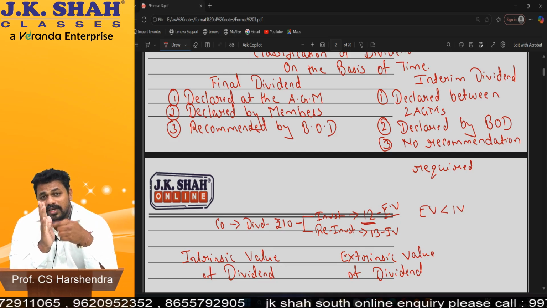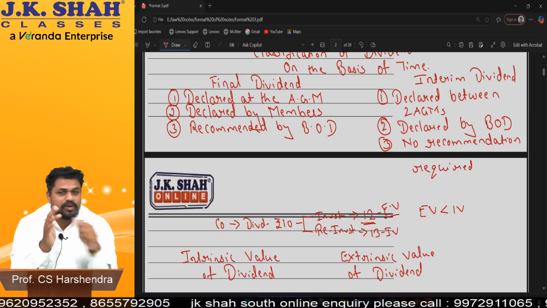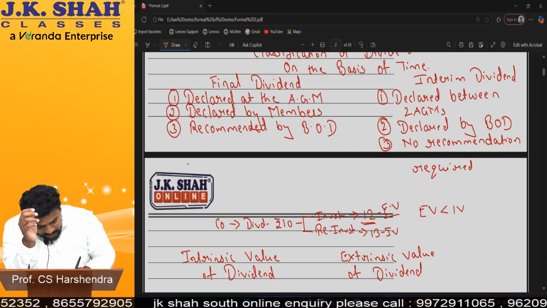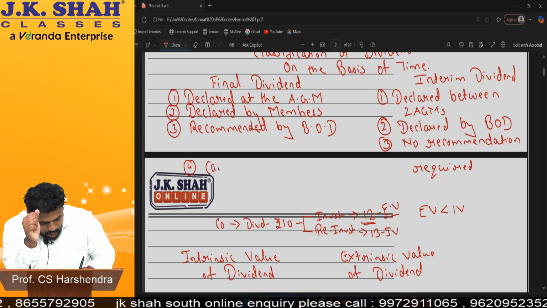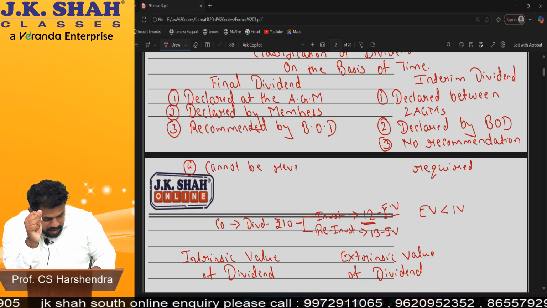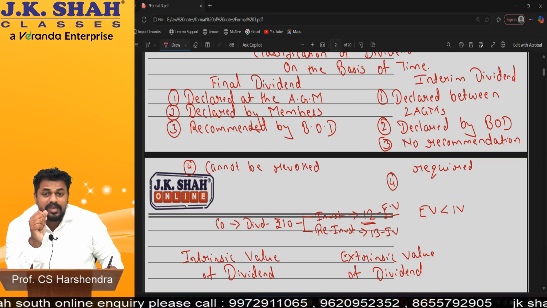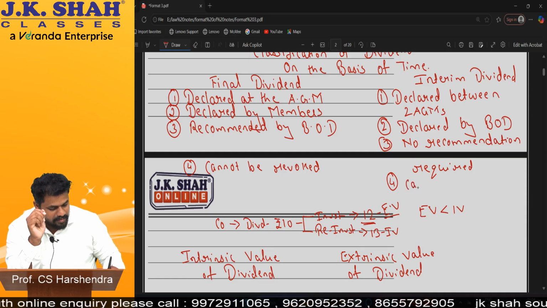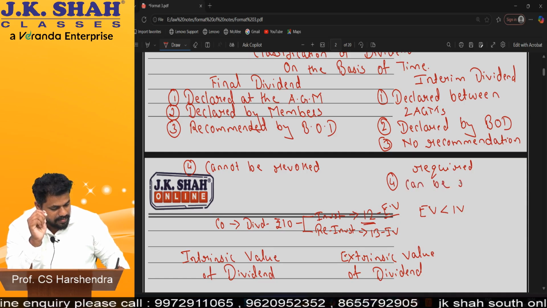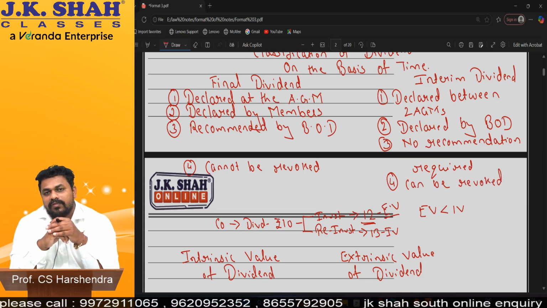So after declaration by members, can you revoke the dividend? Can the board of directors revoke it? No. So final dividend, fourth point, cannot be revoked. Cannot be revoked means cannot be cancelled. But interim dividend, can it be revoked? Yes. It can be revoked. But practically nobody revokes it because the majority of shares are with the board of directors.